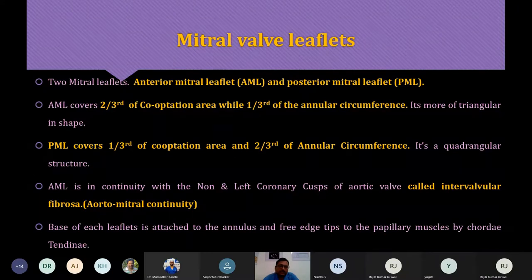So there are two leaflets, the anterior mitral and posterior mitral leaflets. The AML covers 2/3 of the coaptation area and 1/3 of the annular circumference. The PML covers 1/3 of the coaptation and 2/3 of the annular circumference. It is a quadrangular structure, while the AML is more of a triangular structure.